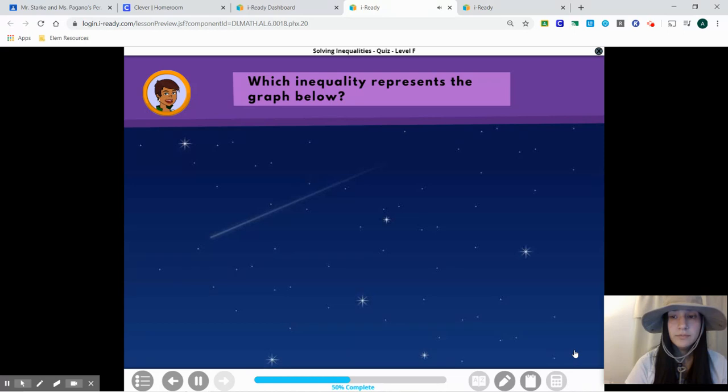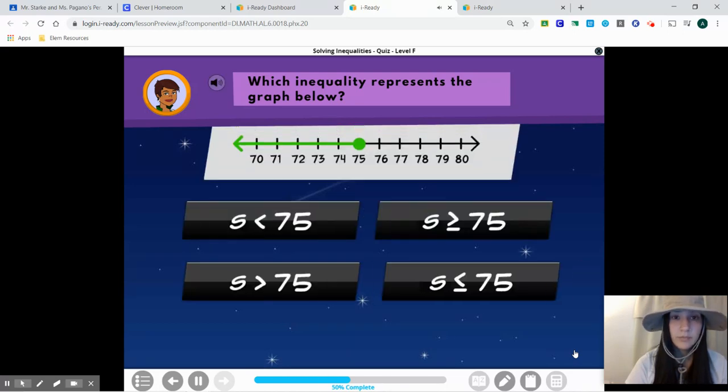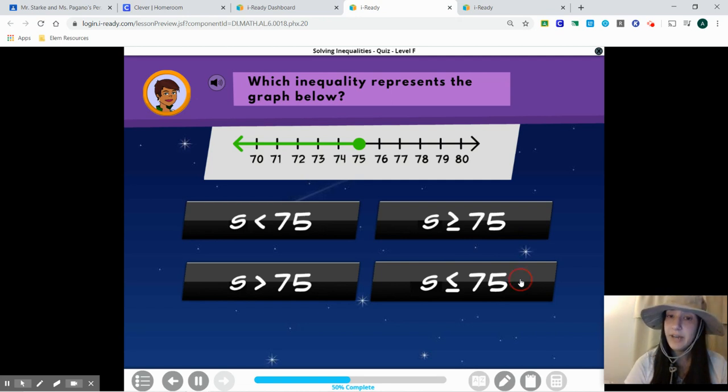Which inequality represents the graph below? We have a closed circle, so we know it's going to be one of these two. We see that it's pointing to the left, so we want all the numbers that are less than 75. So right here.